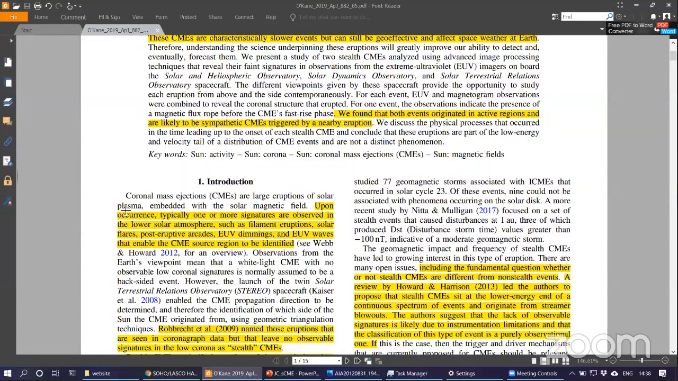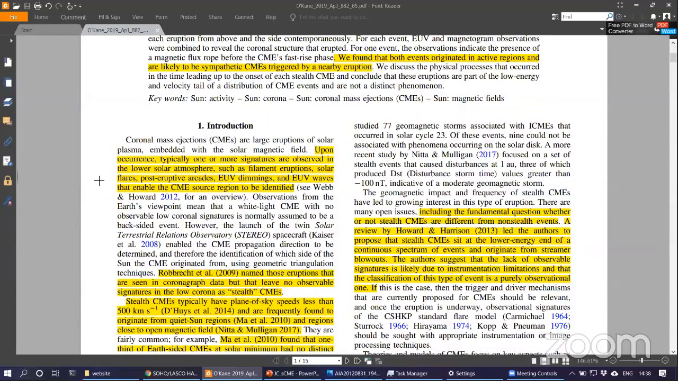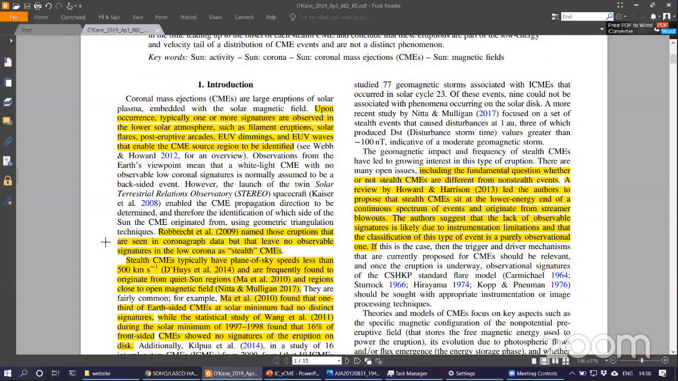So this part I have already told you, the different eruptive signatures. But there is one more thing, like just now I mentioned the CMEs which are directed towards Earth, which are popularly called halo CMEs.